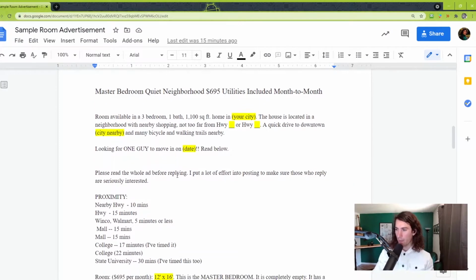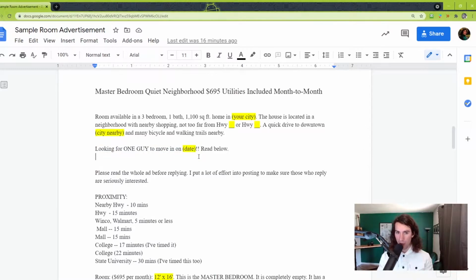And then here are the important things. So first, always put what it is. It's a 3-bedroom, 1-bath, 100 square foot. Type in your city. The proximity to things is really important. So make sure you put it's close to highway blank and blank and a popular city. So even if you're on the outskirts or in a small city, like I live near Sacramento, so I'd put a quick drive to downtown Sacramento and many bicycle and walking trails nearby. And then looking for, however many people, 1, 2, 3, however many you have, to move in on the date.